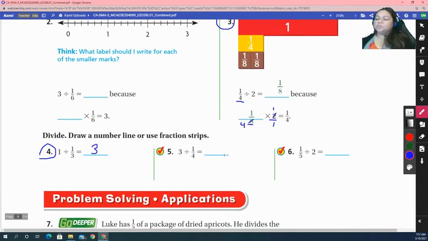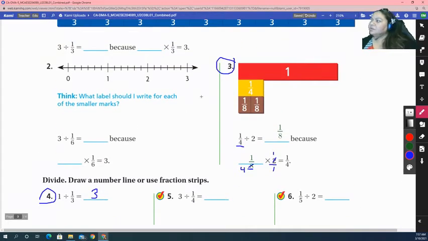Okay, so go ahead and practice this, and we'll go from there.